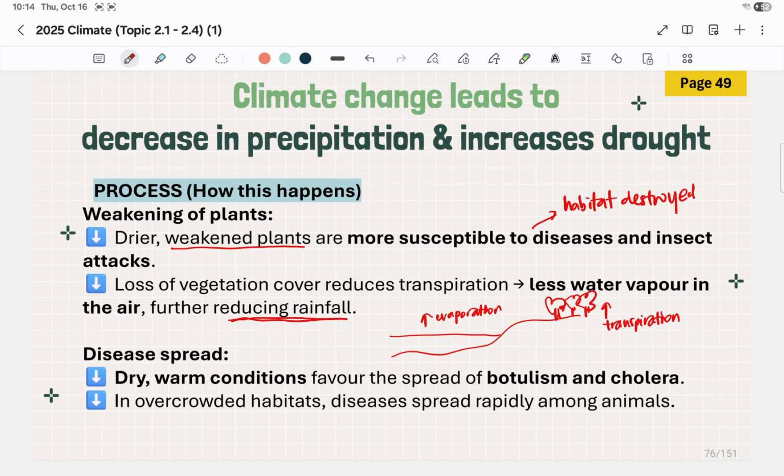Okay, so another thing is that when the weather is very dry in some areas, some diseases are very common. Okay, so some diseases become easier to spread because the bacteria or even the viruses can survive better. Okay, so when I'm referring to this botulism and cholera, right, these don't attack the plants, okay, these attack animals. Okay, so these are diseases that can attack the animals. So the animals also fall sick more easily, and then they die more easily too.